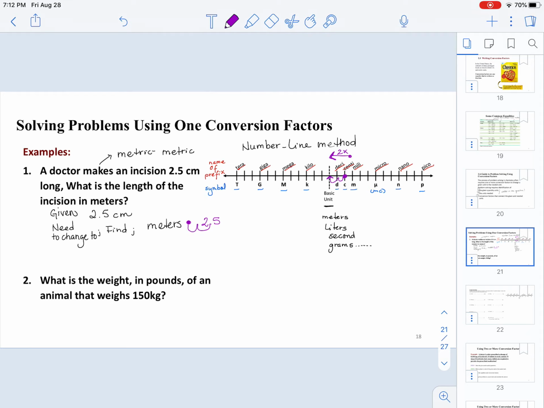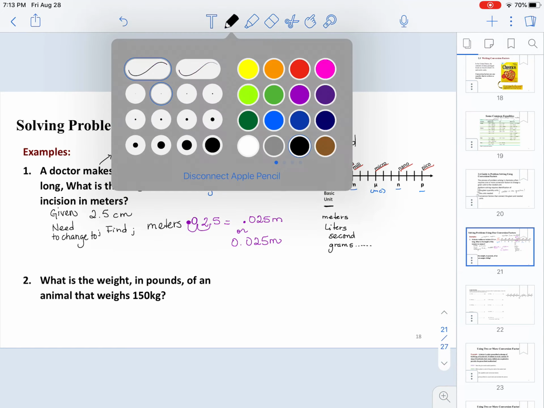See that we have a pocket? That pocket will be filled with a 0. So my final answer for this conversion is going to be 0.025 meters. Remember, when we're doing metric to metric, please utilize the number line method to solve those problems. What if we have a different type of relationship? So let's read the next problem.